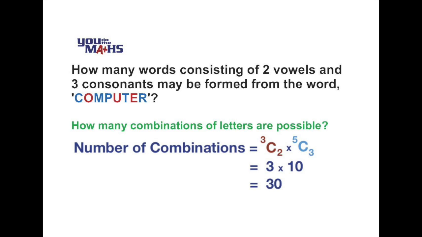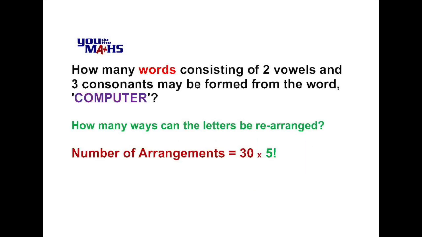So what that tells us is that there are 30 combinations or 30 selections from the word computer that involve 2 vowels and 3 consonants. They're not in order yet. To get the number of arrangements or the number of words, we have to multiply that 30 by 5 factorial. Within each one of those selections, we're working out all the arrangements of the 5 letters, and that's where 5 factorial comes in. So the number of arrangements is equal to 30, that's all the possible selections, multiplied by 120, which is all the arrangements within each selection, and that comes to 3,600.